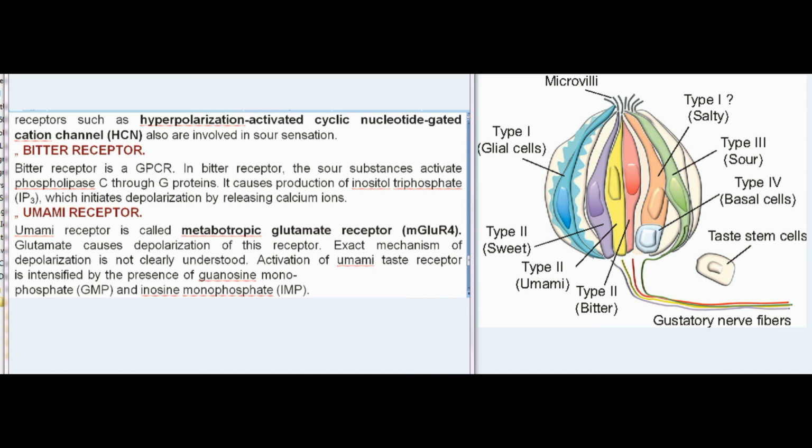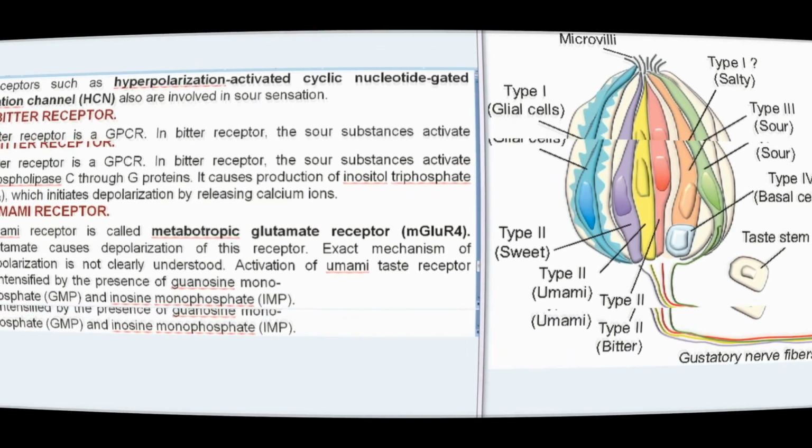Bitter receptor. Bitter receptor is a GPCR. In bitter receptor, the bitter substances activate phospholipase C through G proteins. It causes production of inositol triphosphate, IP3, which initiates depolarization by releasing calcium ions. Umami receptor. Umami receptor is called metabotropic glutamate receptor, mGluR4. Glutamate causes depolarization of this receptor. Exact mechanism of depolarization is not clearly understood. Activation of umami taste receptor is intensified by the presence of guanosine monophosphate, GMP, and inosine monophosphate, IMP.